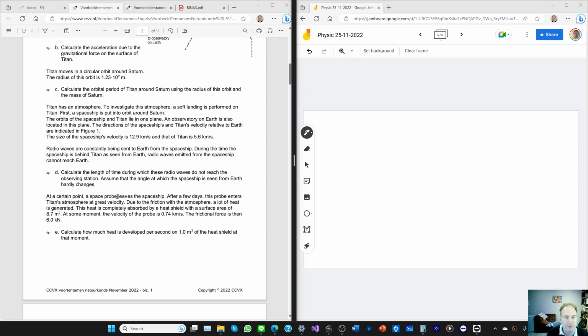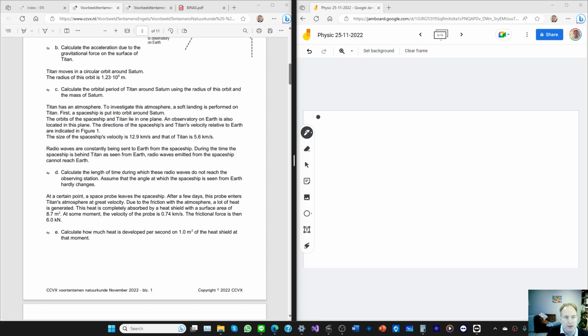At a certain point, a space probe leaves the spaceship. After a few days, this probe enters Titan's atmosphere at great velocity. Due to friction with the atmosphere, a lot of heat is generated. This heat is completely absorbed by the heat shield. We have a surface area of 8.7 square meters. At some moment, the velocity of the probe is 0.74 kilometer per second. The frictional force is then 6.0 kilonewtons. Calculate how much heat is developed per second on 1 meter squared of the heat shield at that moment.